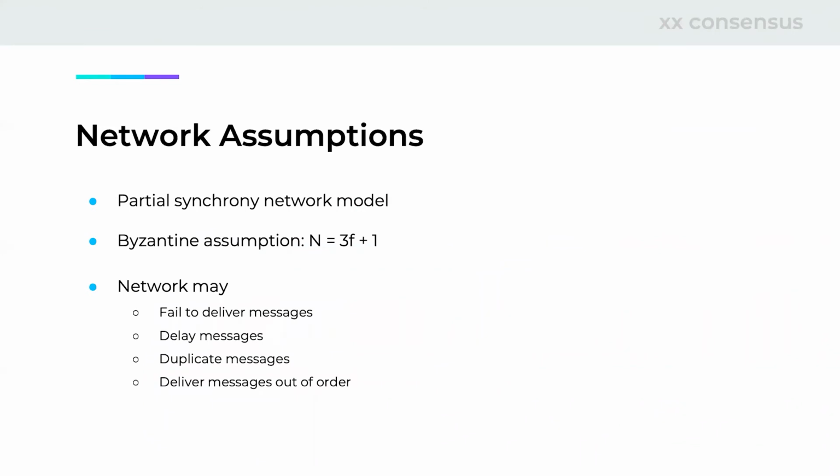So first, network assumptions. We assume a partial synchrony network model. What does this mean? That we tolerate that at some points in the network functioning, the network will not be in synchrony. But after some time, what we call GST, global stabilization time, nodes will be able to resume the conversation and catch up with what actually happened. We take the classical Byzantine assumption, n equals 3f plus 1. So basically, if we have f faulty nodes in the network, to properly function, we need 3f plus 1 total network size. And obviously, as a platform that wants to be robust and at global scale, we need to tolerate network failures. So our network might actually fail to deliver messages, delay messages, duplicate them, or even deliver them out of order. This is okay. It can happen. We tolerate this.